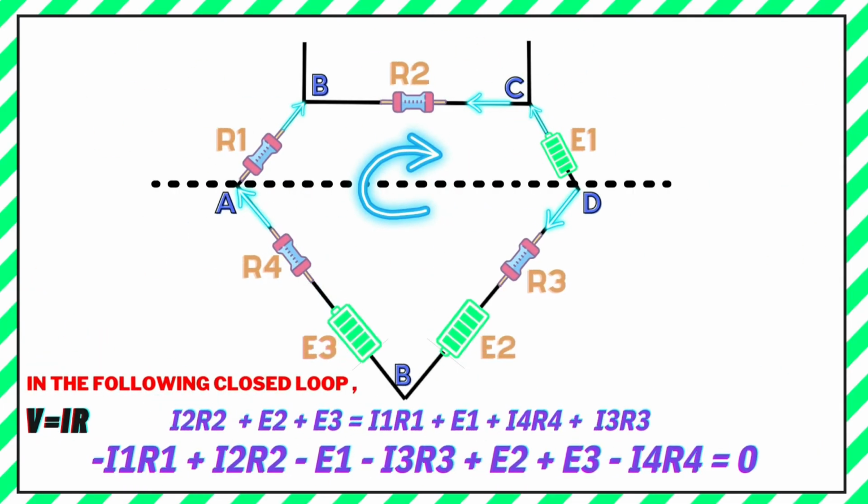In the following closed loop, I2R2 plus E2 plus E3 equals I1R1 plus E1 plus I4R4 plus I3R3. Then we get minus I1R1 plus I2R2 minus E1 minus I3R3 plus E2 plus E3 minus I4R4 equals 0.